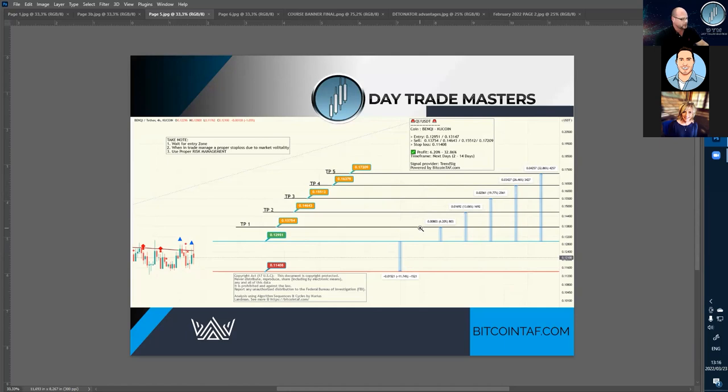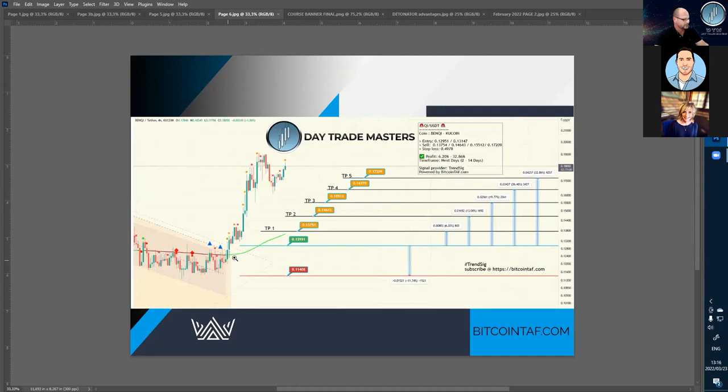So this is what it looked like when we gave out a signal with the chart. And then later, say after a few days, this is what happened. This trend went up, and we went past take profit 5 actually. So people made some beautiful, great profit here, as you can see there.